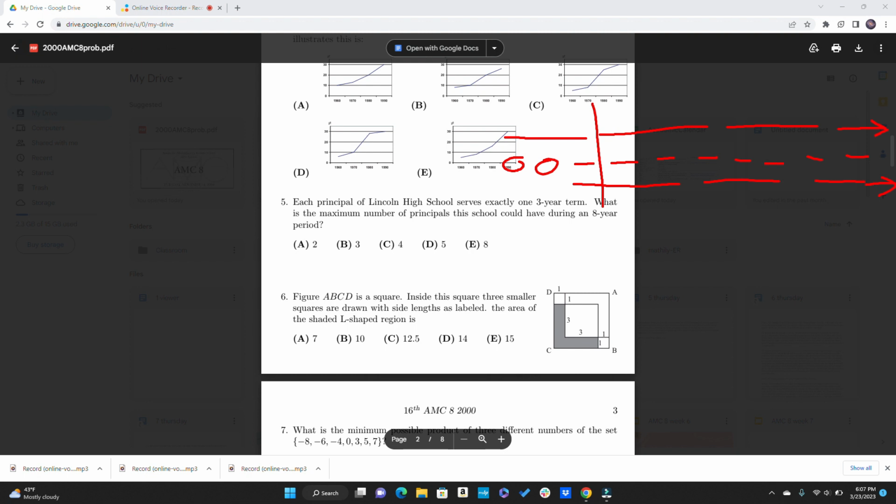Because we've got the case where the principal starts the first year, where the principal ends the first year. Our last case is the first principal has its middle term in the middle year, right? Then we have something like this, and that also involves 3 principals. So our maximum, because we have all 3 cases accounted for now, is 4 principals in that 8-year time.